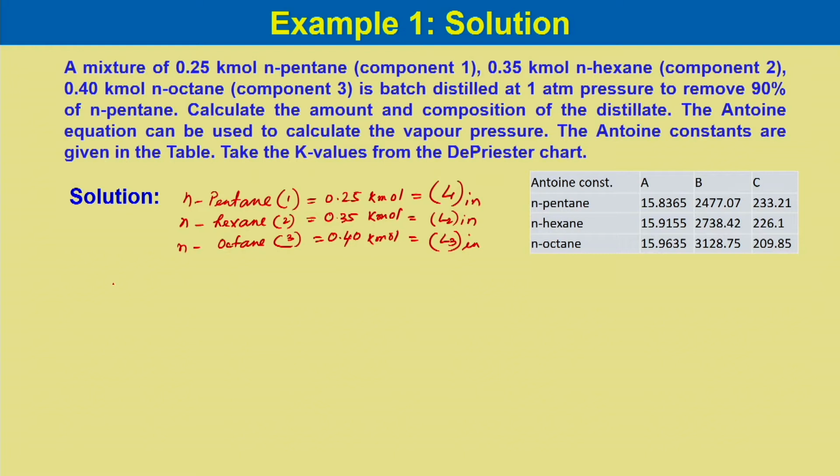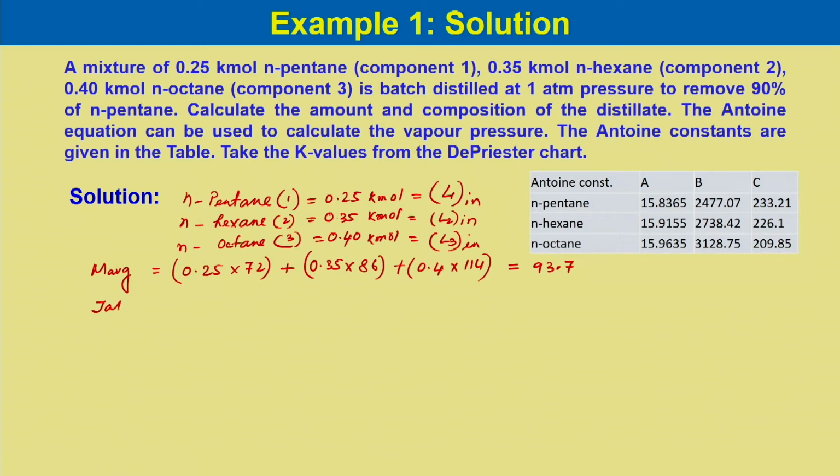Now, we can calculate the average molecular weight. So, M average would be equal to 0.25 into 72, the molecular weight of n-pentane, then 0.35 into 86 plus 0.4 into 114. So, this would be about 93.7.